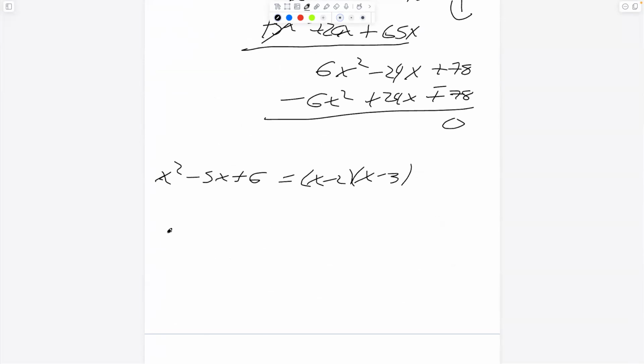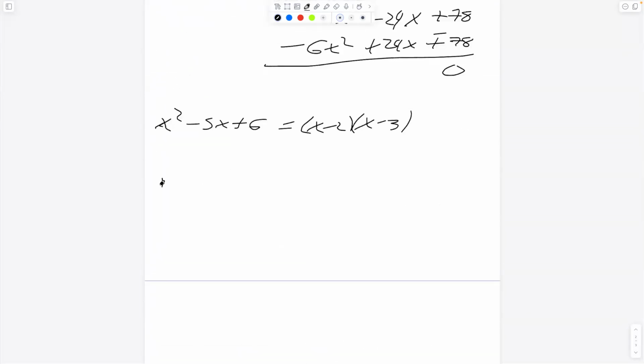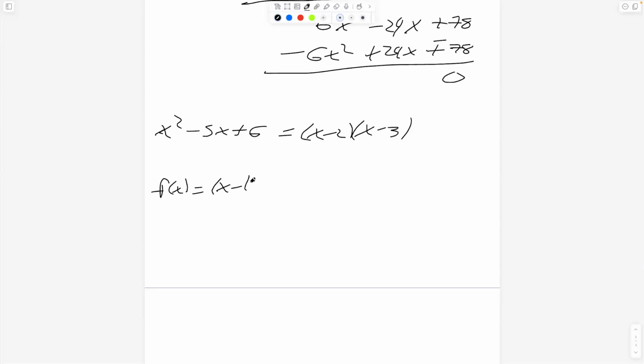So that means that original polynomial, f of x, could be written as x minus, did we have 2 plus 3i? Yeah. X minus, and then in parentheses, 2 minus 3i, x minus 2, and x minus 3. Fourth degree polynomial, we've got 4 linear factors. Remember, they won't always necessarily be distinct, but these are.